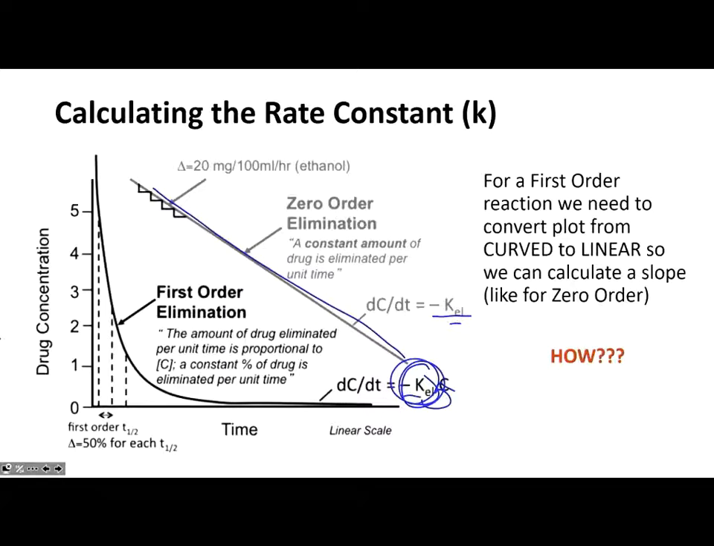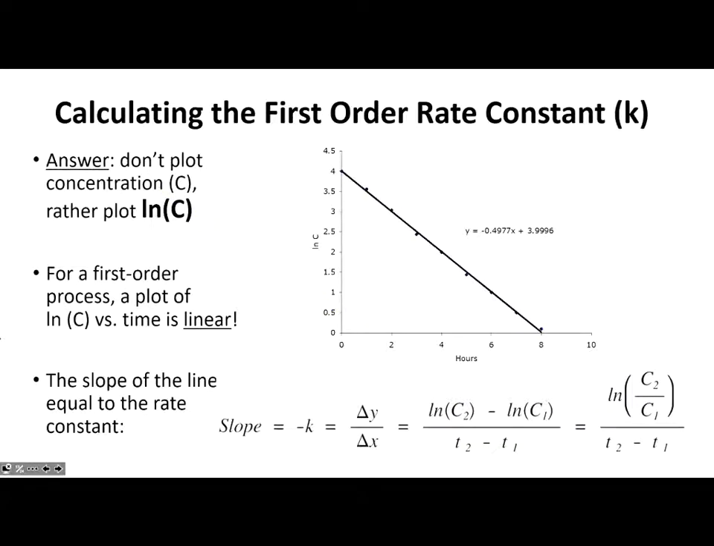We need to convert our curve into a straight line. We can't deal with the curve. When I plot concentration versus time, I get a curved line. So what can I do? Well, don't plot the concentration. What can you plot? The natural log of the concentration. Remember how we said it's a logarithmic function in a first order reaction. So instead of just concentration versus time, if I take the natural log of the concentration and plot that against time, look what happens to the curve. It turns out to be straight.